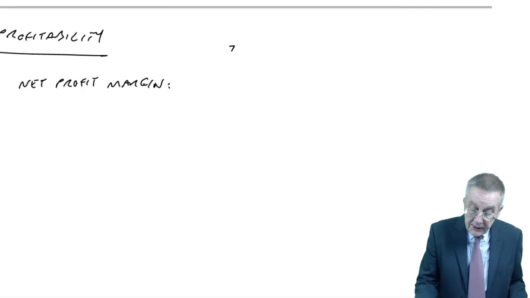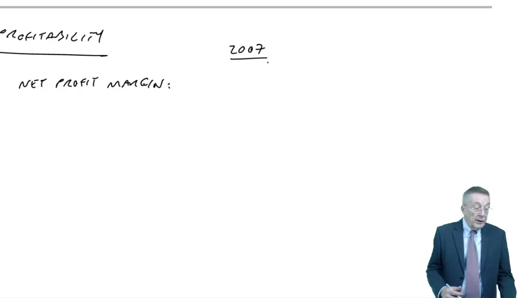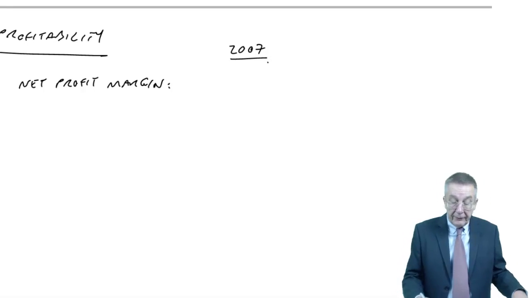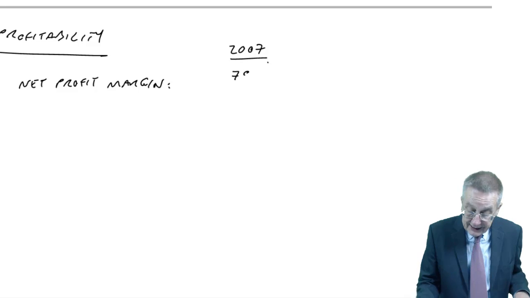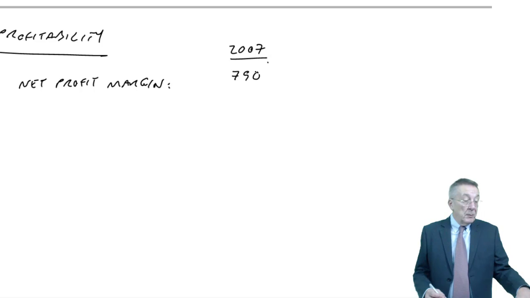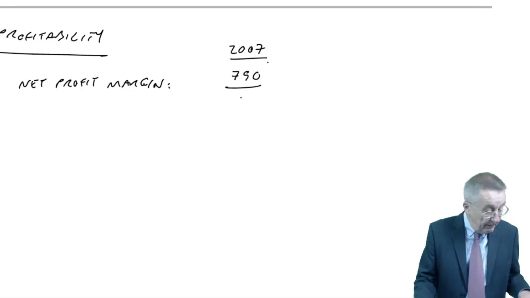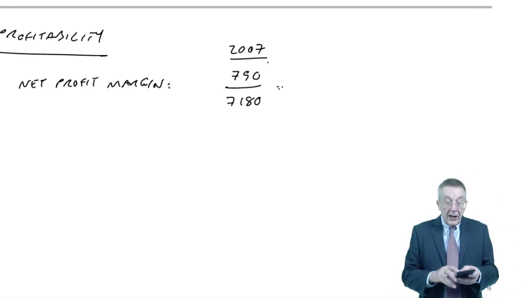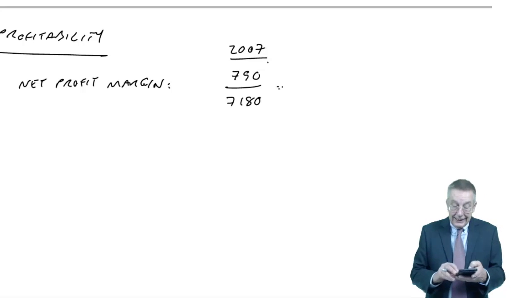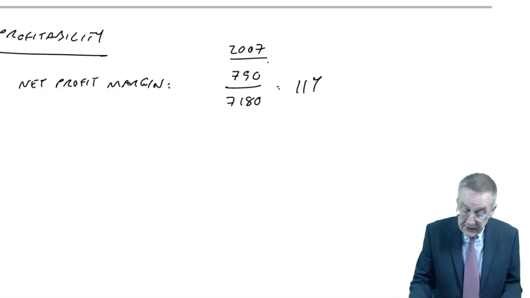If you look at 2007, the profit before interest and tax, the operating profit, the profit from operations is 790. For the net profit margin, we express that as a percentage of the revenue. The revenue in 2007 is 7180, and so as a percentage I get 11%.